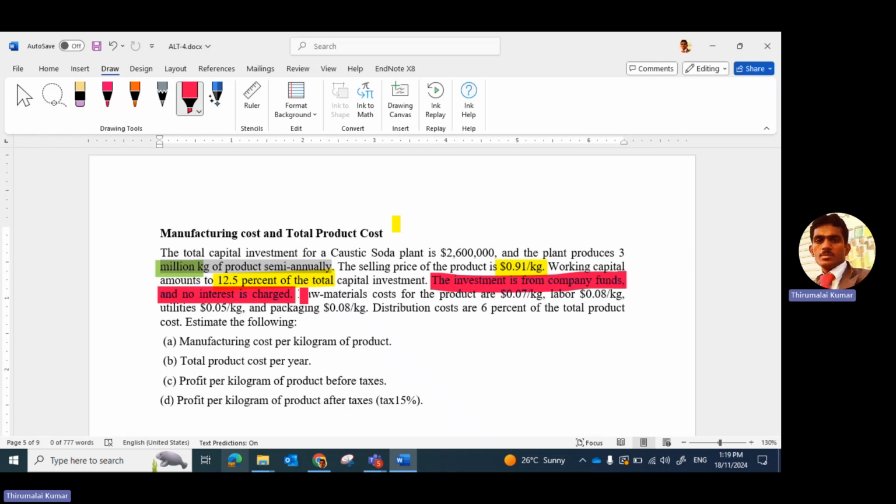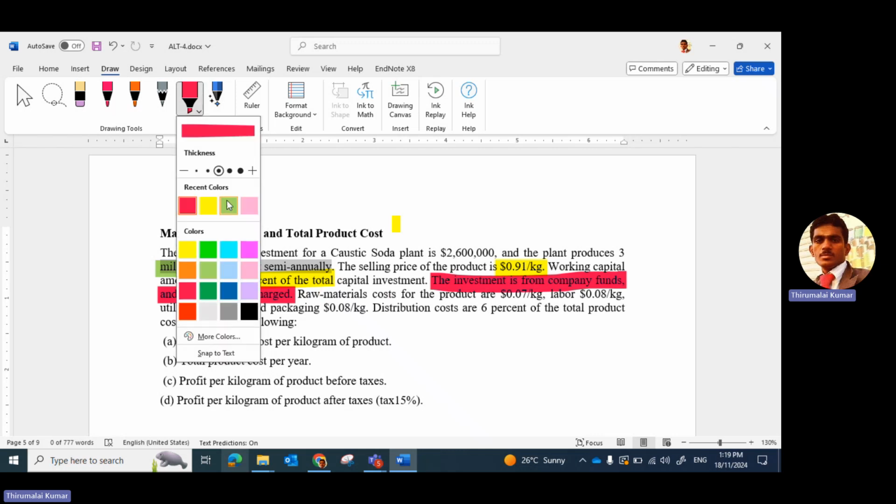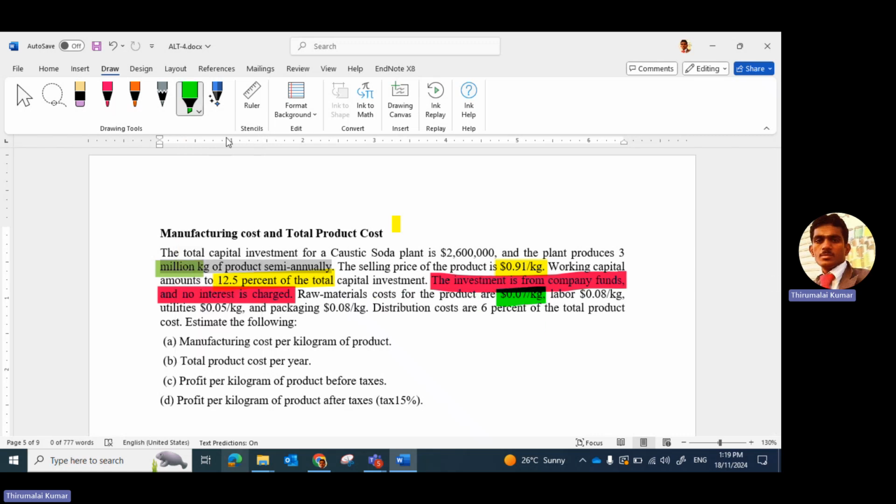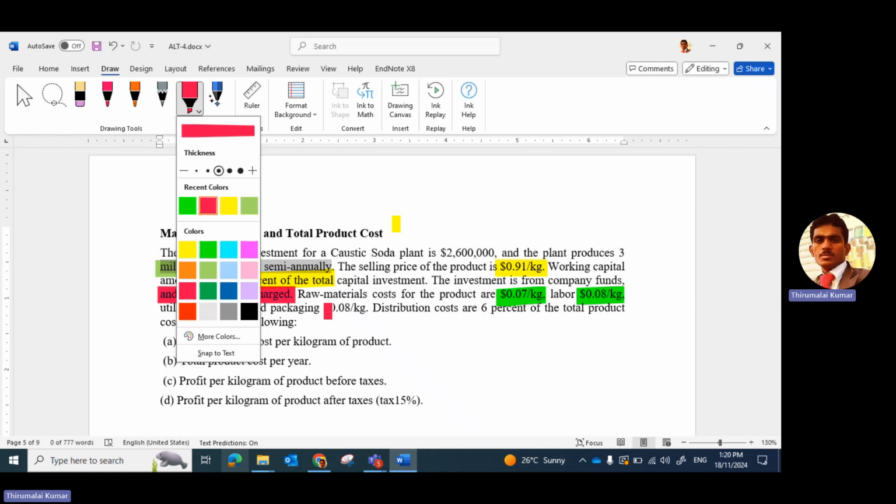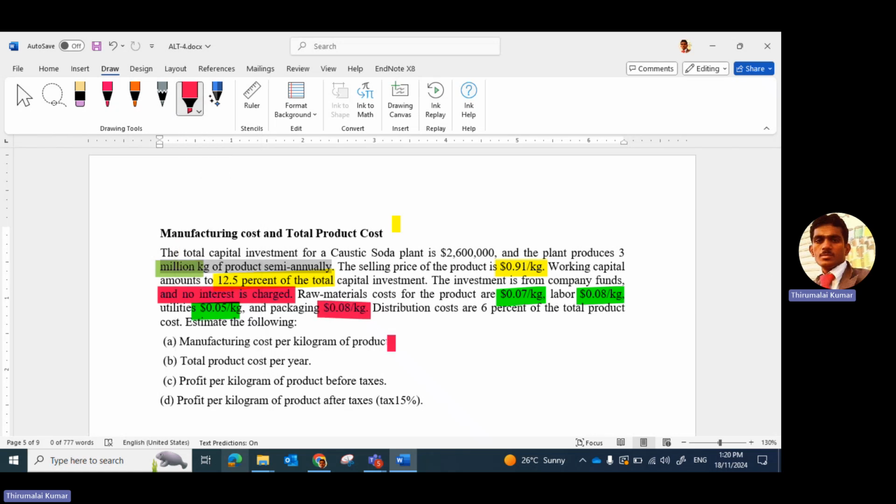Some of the sub costs, such as in terms of direct production cost, for example raw material cost, how much? $0.07 over 1 kilogram. Operating labor, in case of the workers, $0.08 for 1 kilogram. Utility side, 0.05. In terms of overhead cost, packing 0.08, distribution cost 6% of the total product cost.